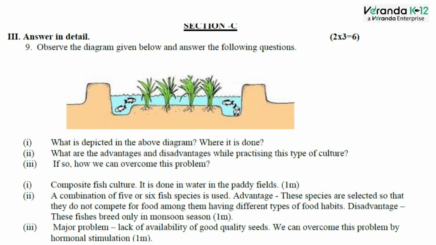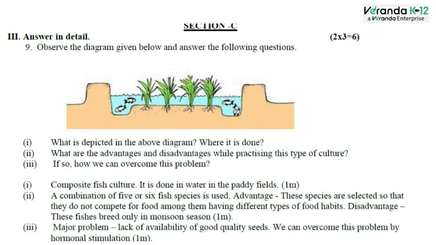And Roman letter 2, what are the advantages and disadvantages while practicing this type of culture? So here a combination of 5 or 6 fish species can be used. The major advantage is these species are selected so that they do not compete for food among themselves, because they all have different types of food habits. So they won't compete with each other. So all will get enough nutrients in this case. And the disadvantage is these fishes can breed only in monsoon season.